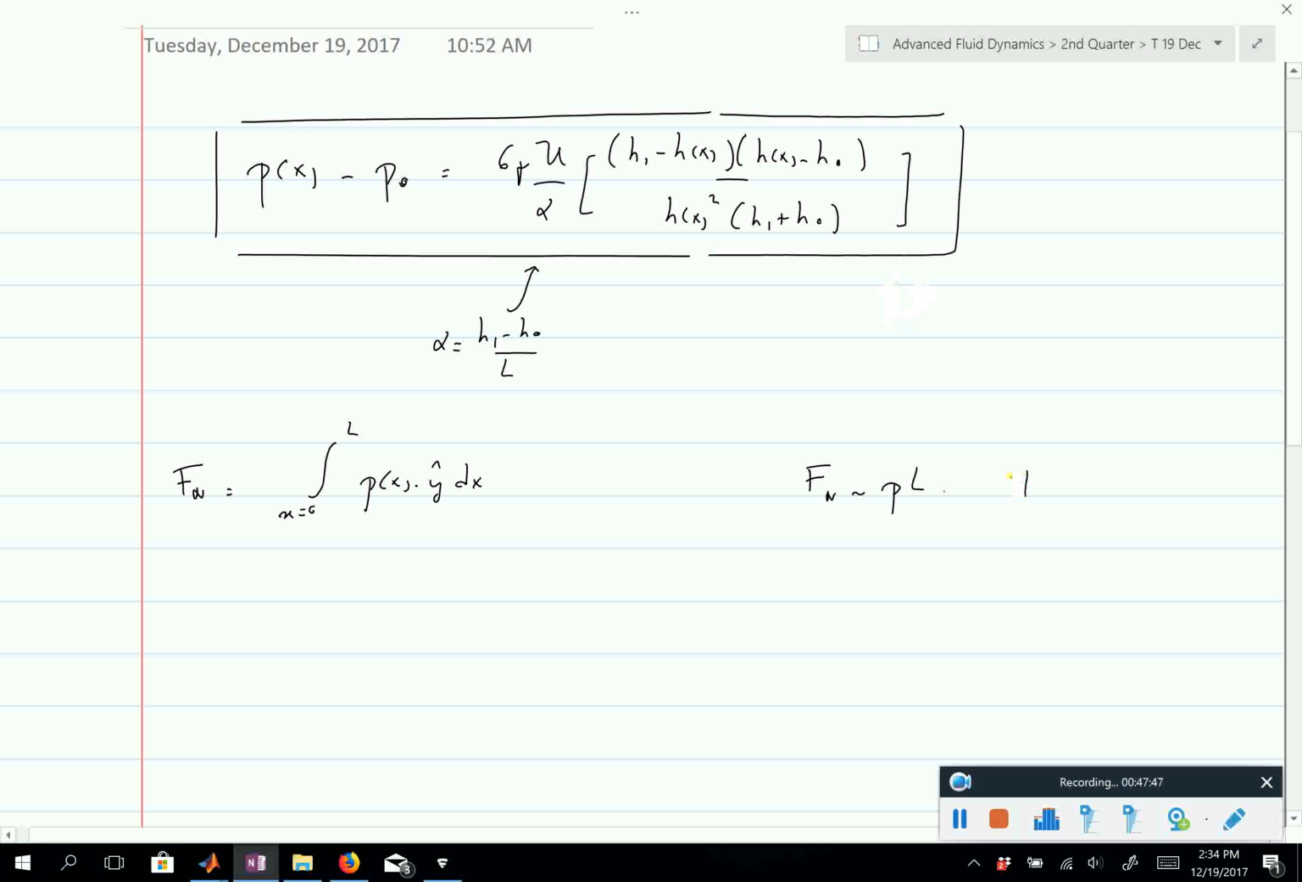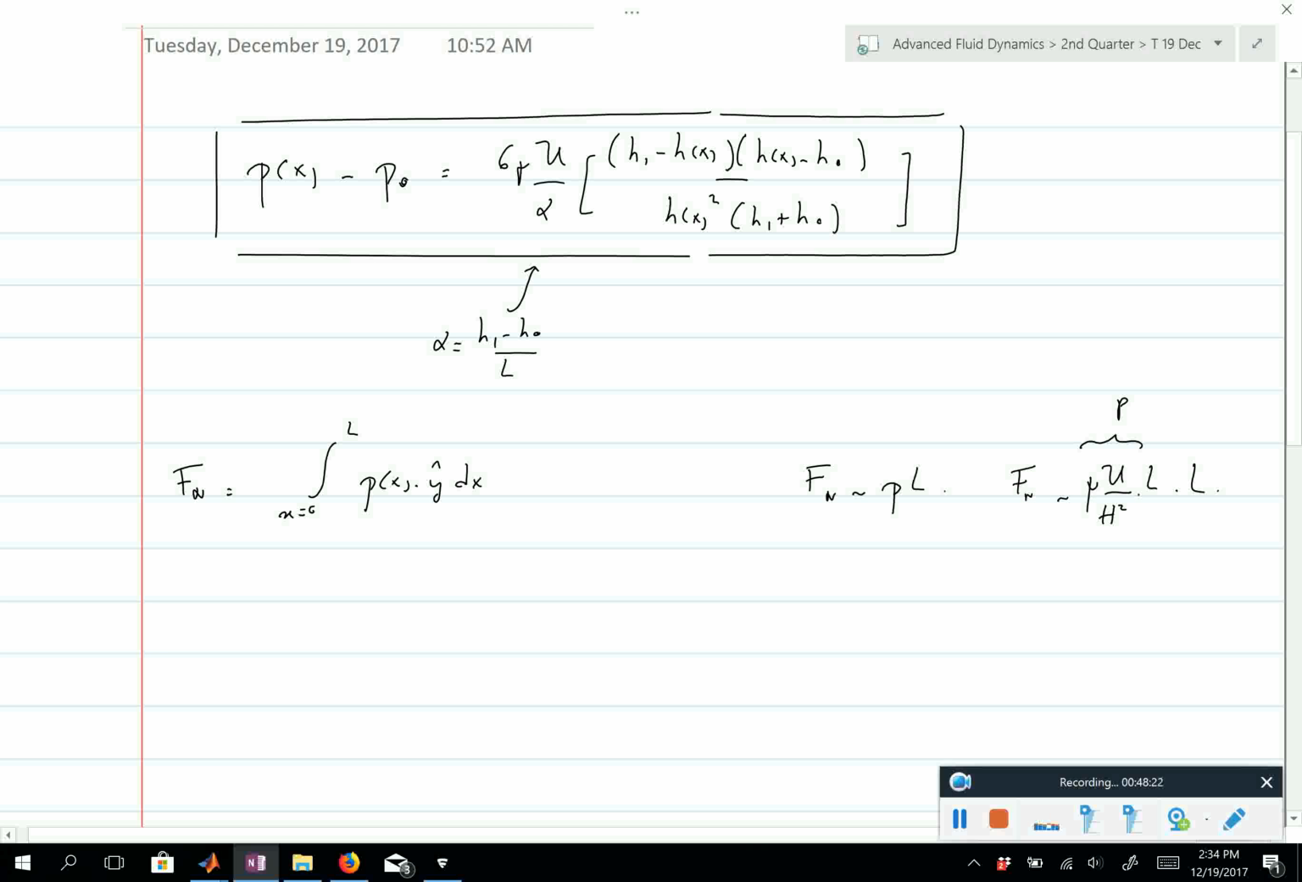So you would expect that your normal force scales with P, and P here we said is mu times U divided by H squared times L, times another L. This is P, times L. This is Fn.